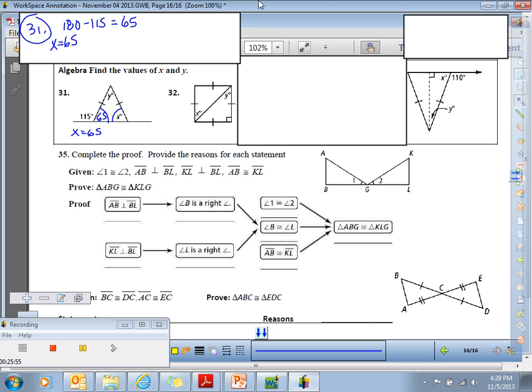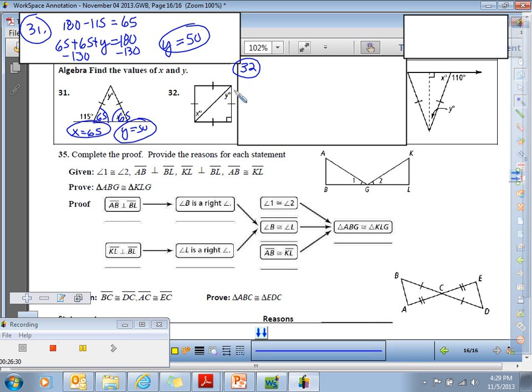Okay, so now we have 65. This is 65. We want to find y. All three angles in a triangle add to give you 180. So I would say 65 plus 65 plus y is equal to 180. 65 plus 65 is 130. Subtract 130 from both sides. So y is equal to 50. X is 65. Y is equal to 50.